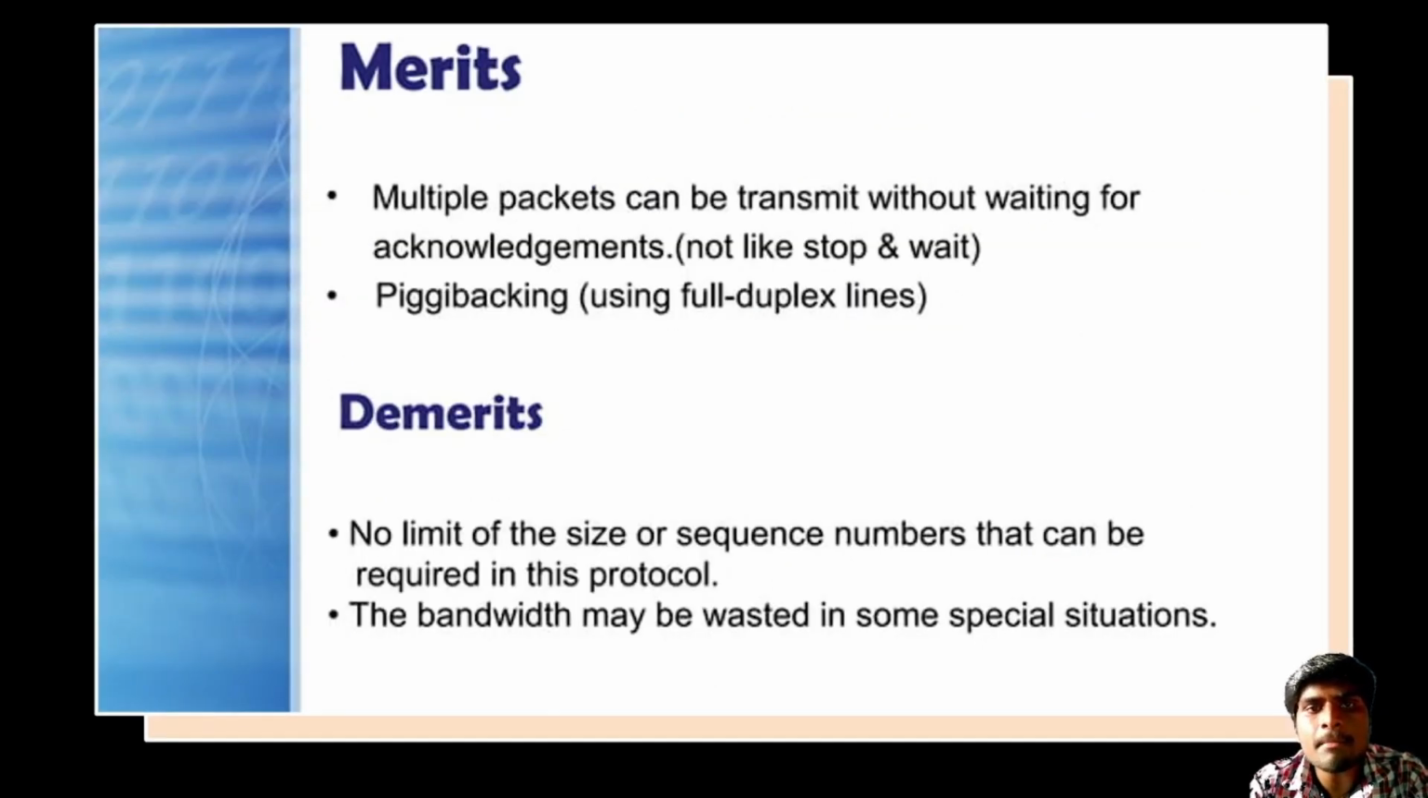Merits: multiple packets can be transmitted without waiting for acknowledgement, unlike stop and wait, and piggybacking is possible using full duplex lines. You already know about full duplex lines. The communication modes are simplex, half duplex, and full duplex. In simplex we can only transfer data. In half duplex we can transfer data and then get an acknowledgement. In full duplex we can simultaneously send data from sender to receiver and also receive data at the same time.